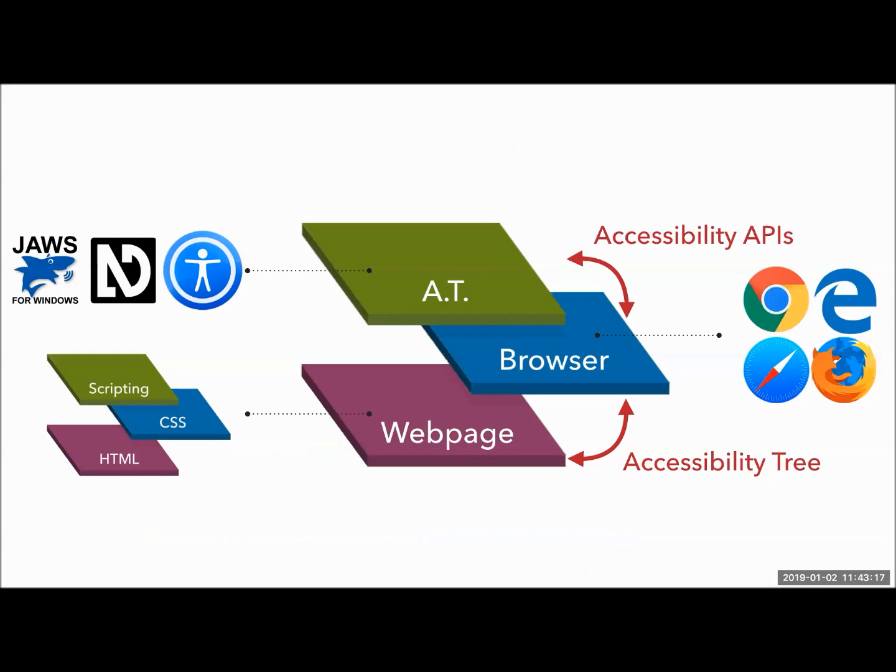Okay, there's another little interaction here I want to talk about briefly, and that's accessibility APIs. The accessibility APIs are how the browser communicates all of this accessibility information to the assistive technology itself, such as screen readers.